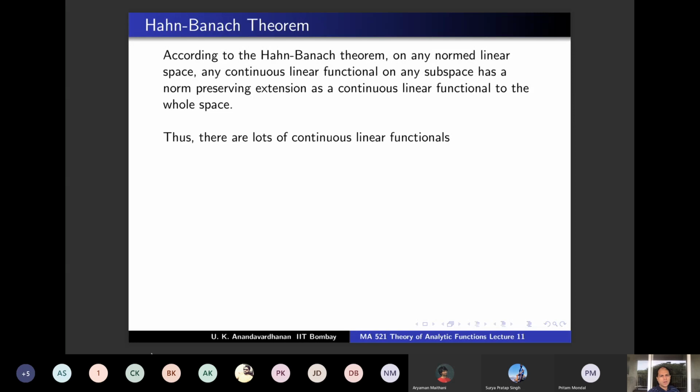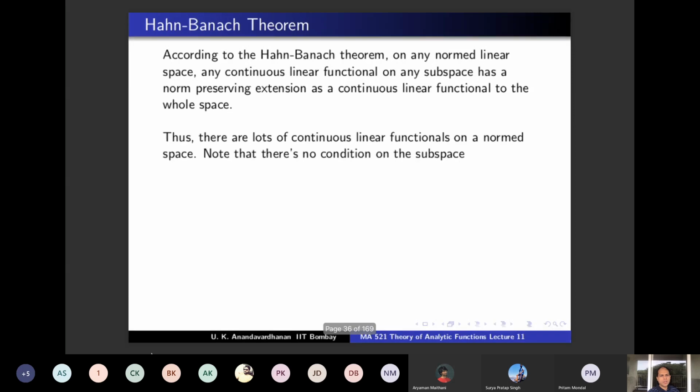So that's the import of the result on norm space. Note that there's no condition on the subspace. Whenever topology is there in many results, you may assume some subspace is closed or some such thing. There's nothing like that. Any arbitrary subspace. No condition on the subspace.